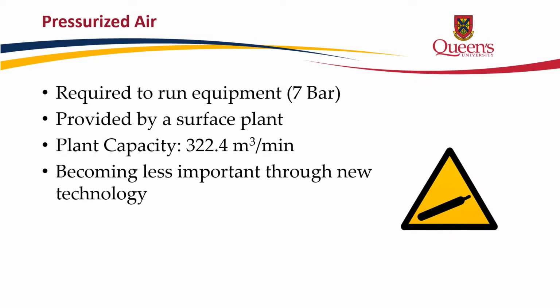Pressurized air is required in all mines as it is used to run many auxiliary and support equipment. It must be pressurized to 7 bar, and it will be pressurized by a surface plant. Using another empirical formula, the plant capacity was estimated to be required at 322.4 meters cubed per minute. However, this is becoming less important as mining technology phases out pressurized air in favor of battery-powered tools.